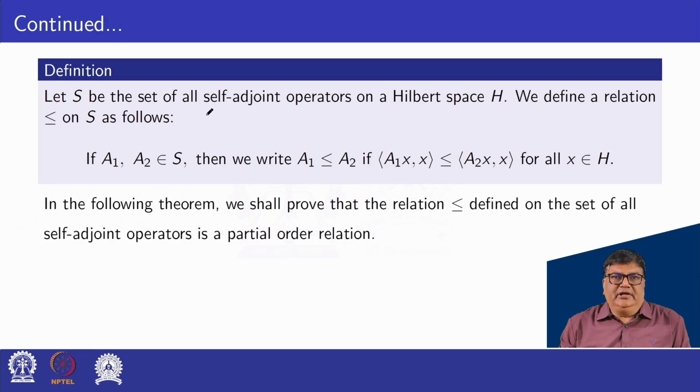Let S be the set of all self-adjoint operators on a Hilbert space H. We define a relation ≤ on S as follows. If A1, A2 belonging to S, then we write A1 ≤ A2 if the inner product of A1x and x is less or equal to the inner product of A2x and x for all x belonging to H. In the following theorem, we shall prove the relation ≤ defined on the set of all self-adjoint operators is a partial order relation.